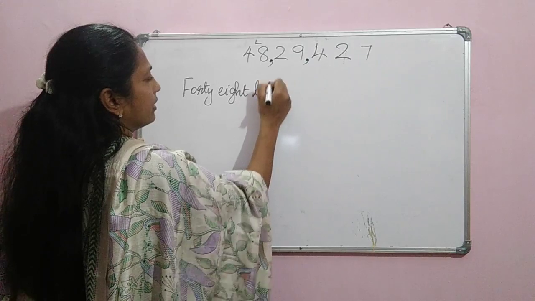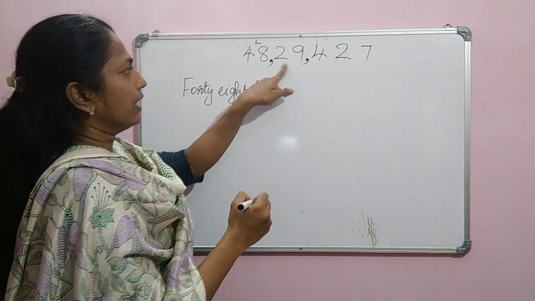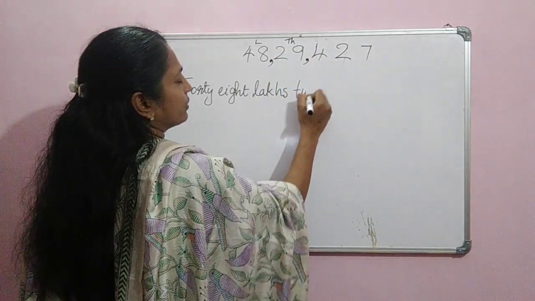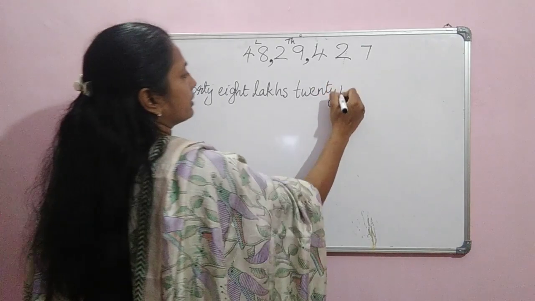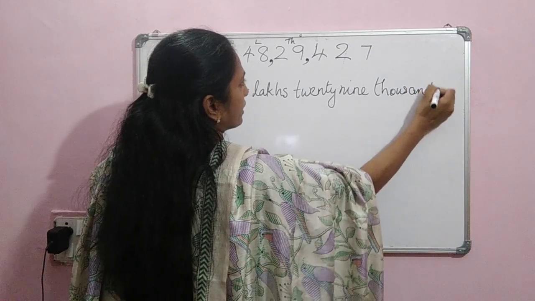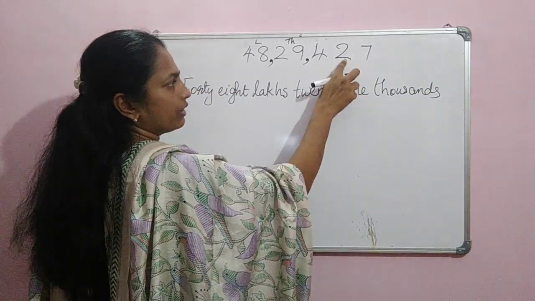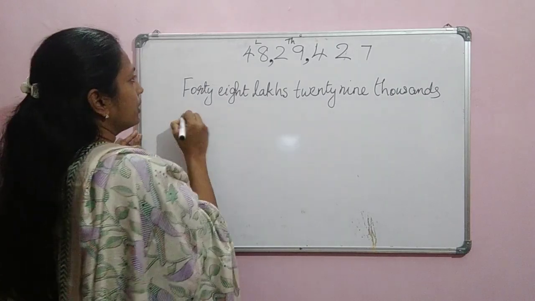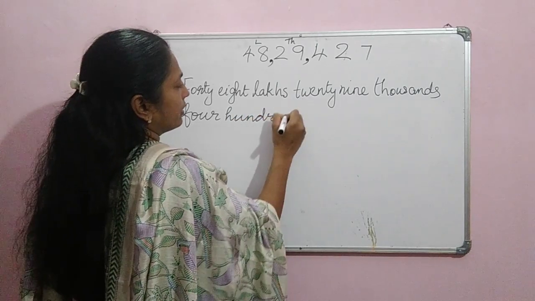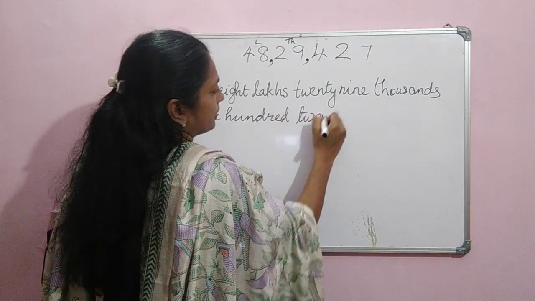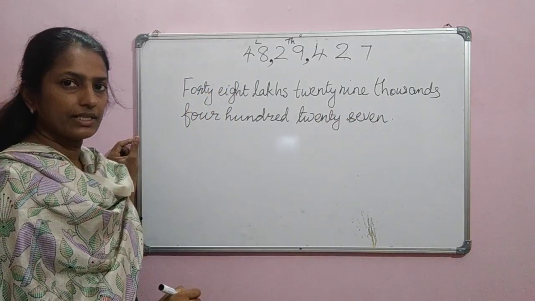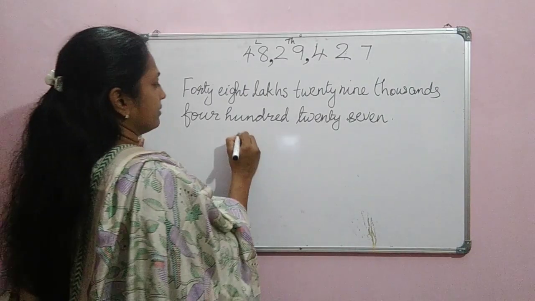48 lakhs. Now 29 comes in thousands groups. So 29 thousands. The remaining 427 comes in ones group. So 427. Now let's see the same number in international system.